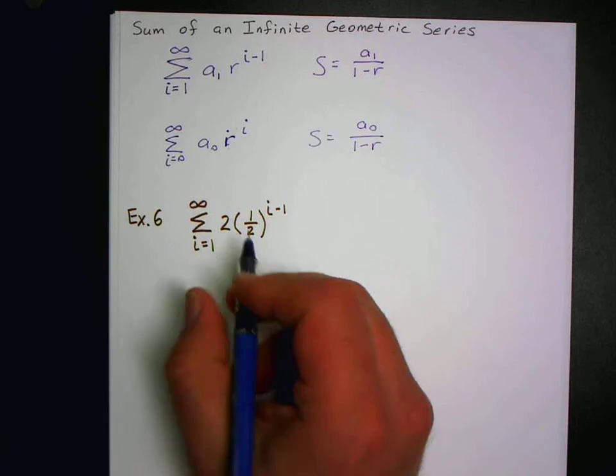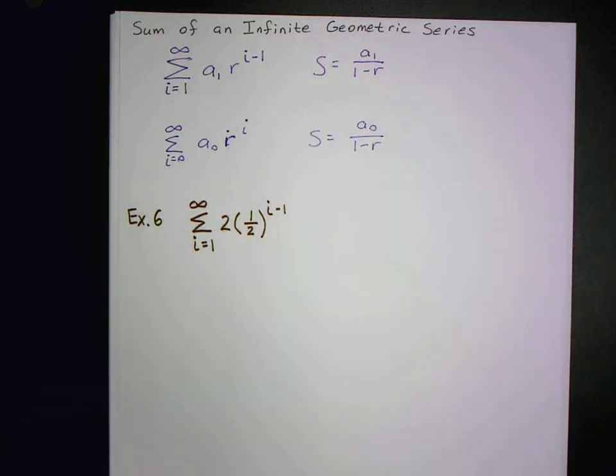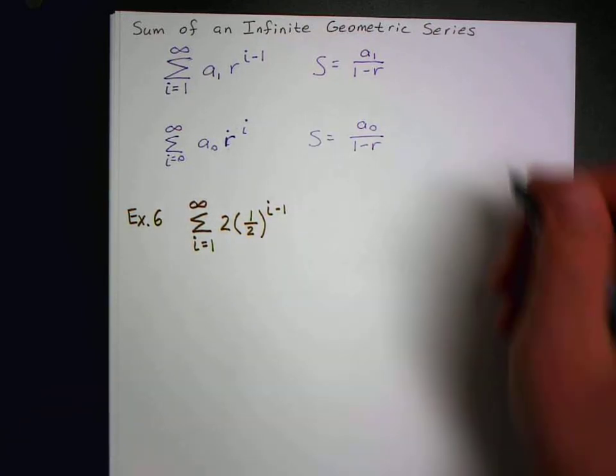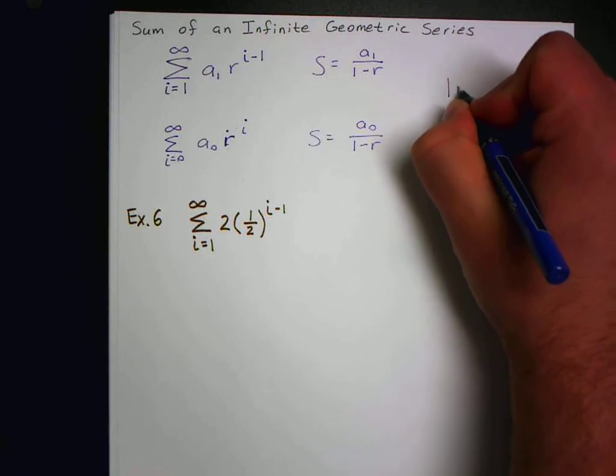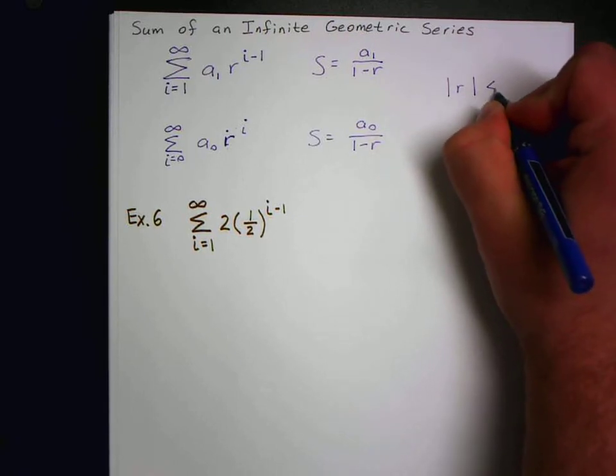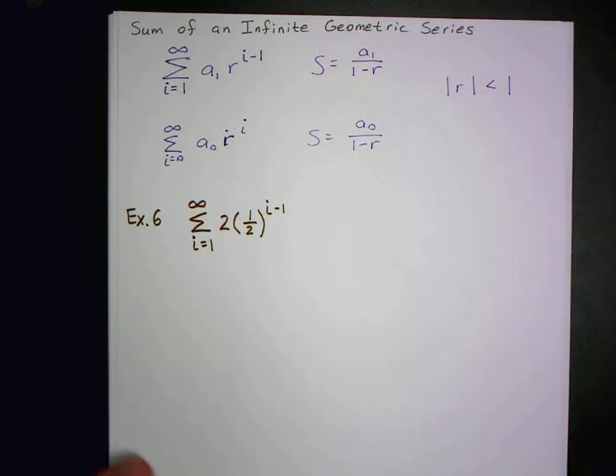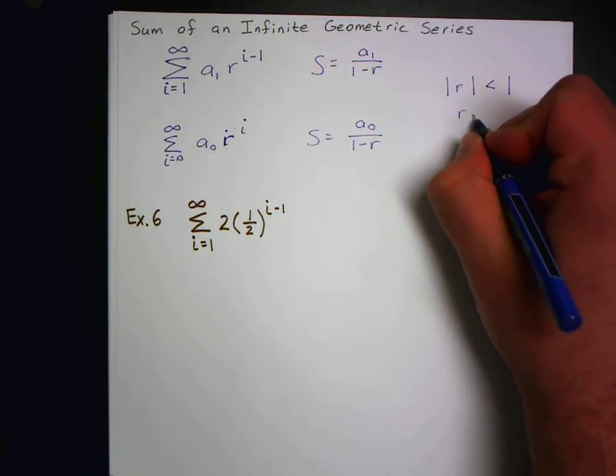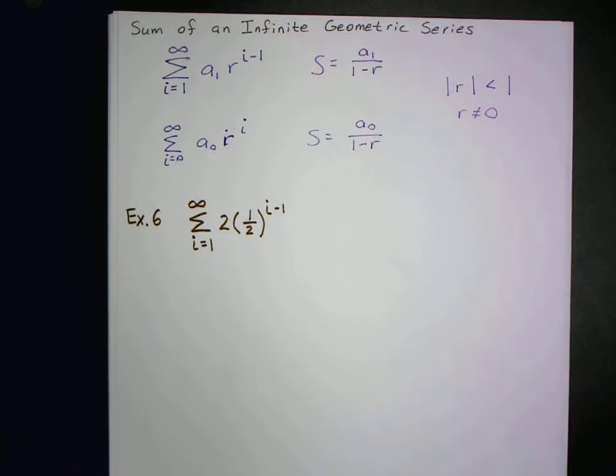All right, so now the other part of this is in order for this to work, and again, r cannot be equal to 0. But the absolute value of r has to be less than 1. It has to be in between 1 and -1.